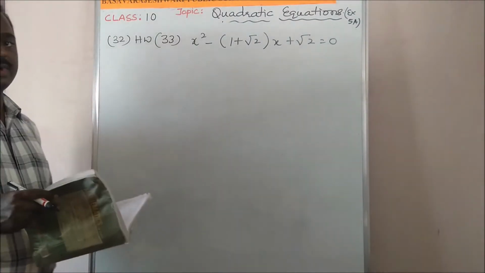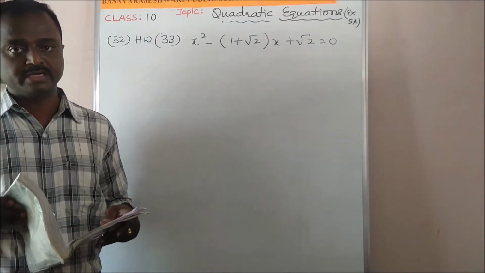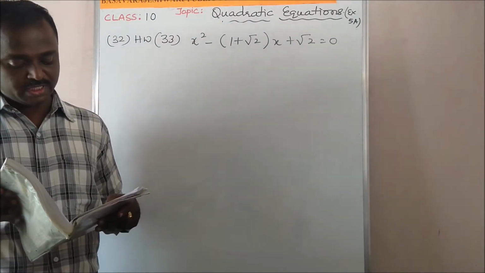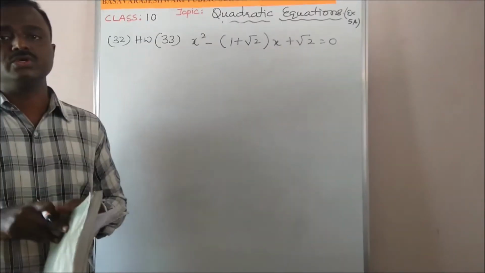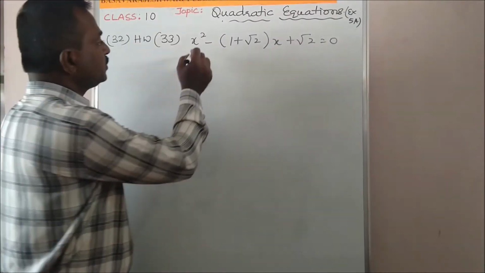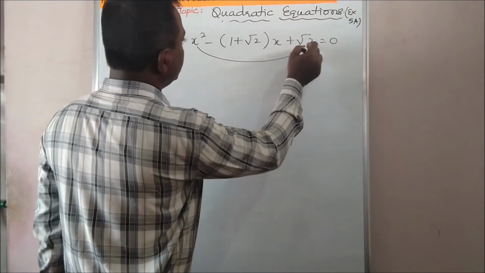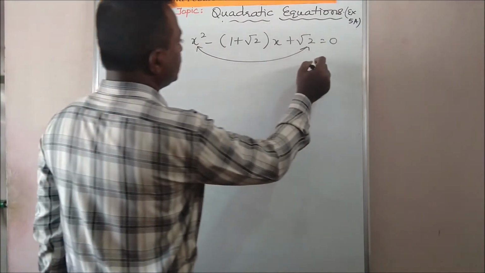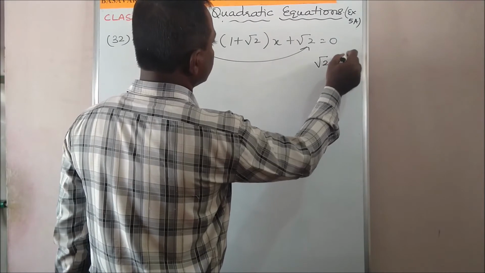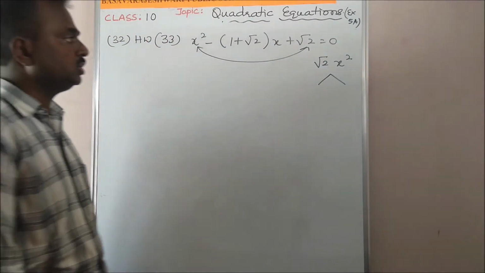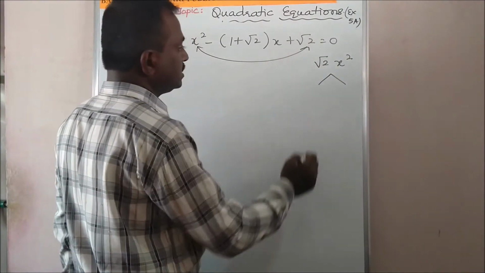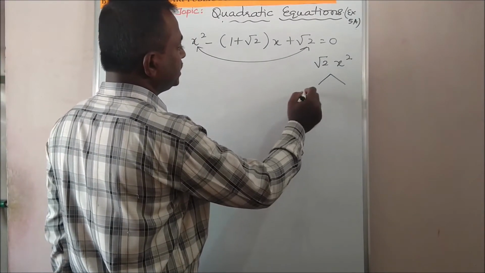Question 32, I am giving as homework. You practice it at home. I am doing 33. X square minus root of 1 plus root 2, x plus root 2 is equal to 0. So same procedure you have to follow. First and third you have to multiply. So what is the product? Root 2x square. Split into two parts. So that is what we can split here.